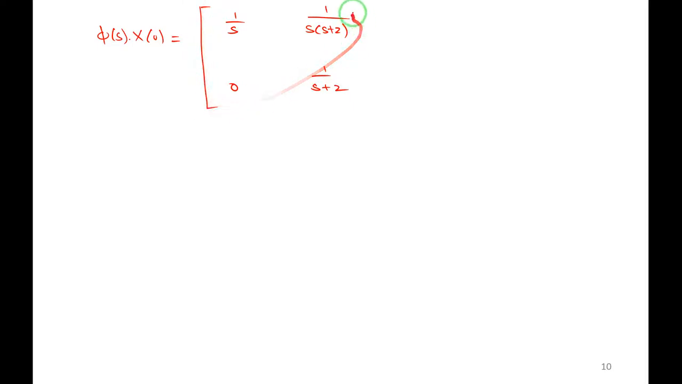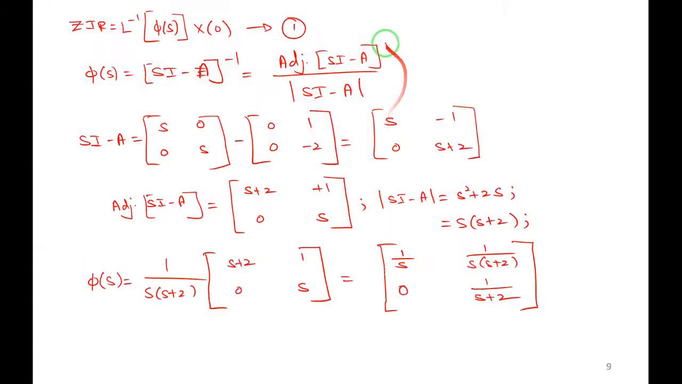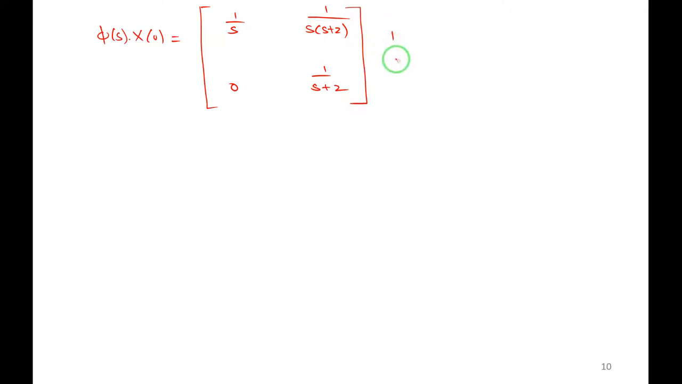So this is phi of S. And what is X of 0? X of 0 is [1 0]. Please take it correctly. If you take [0 1], everything will go wrong, right? So this is a 2 cross 2 matrix, and this is 2 rows, only 1 column. So finally I will be getting 2 cross 1, right? 2 rows and only 1 column.